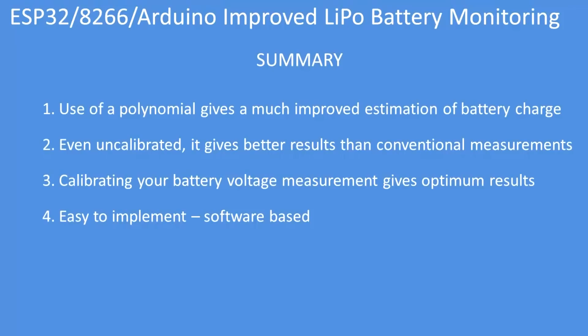And if you can calibrate your battery voltage using a DVM and adjusting those calibration values that I indicated in the code, you can get really good results, and it's easy to implement. It's software based, and it's a self-contained function that reads the voltage, calculates the estimated capacity, and returns the value.